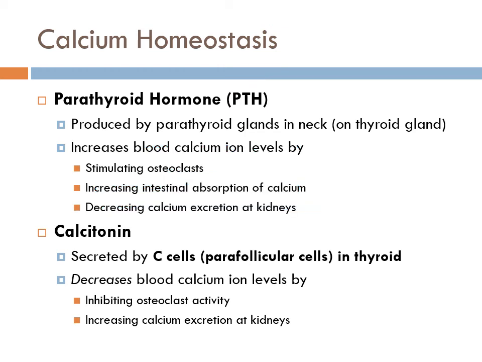Calcitonin has the opposing effects. So calcitonin is secreted by the C cells or parafollicular cells within the thyroid gland, so also in your neck, very close. And calcitonin is going to decrease blood calcium ion levels by inhibiting osteoclast activity, which means you're not going to be releasing calcium, you're going to be storing more calcium in your bones, and by increasing excretion of calcium at the kidneys. So you're going to be releasing more calcium from the body and putting more calcium into the bones, and overall that's going to decrease the blood calcium levels.